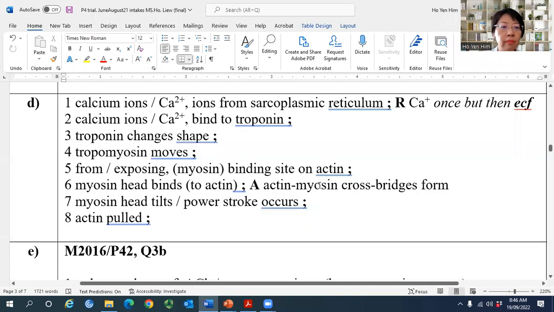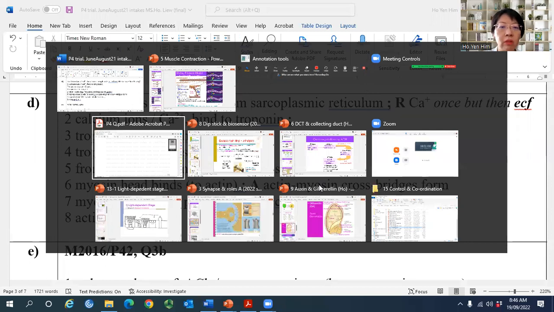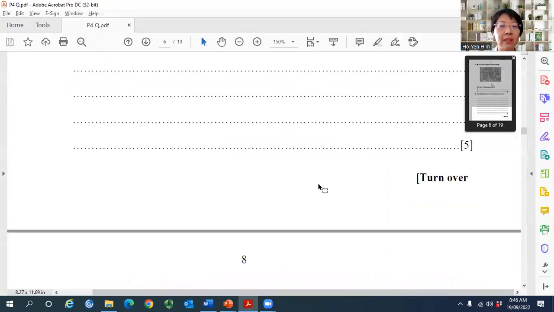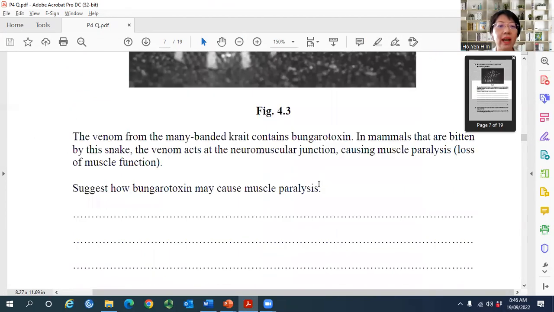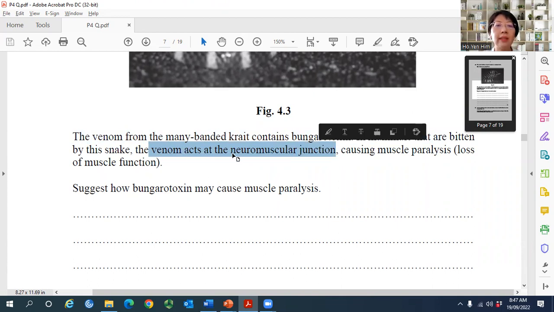Right, next question. Where's my question paper? Here, okay, next. Right, so there's a snake here. What they ask: the venom from the many-banded krait contains bungarotoxin. In mammals that are bitten by this snake, the venom acts at the neuromuscular junction, causing muscle paralysis.